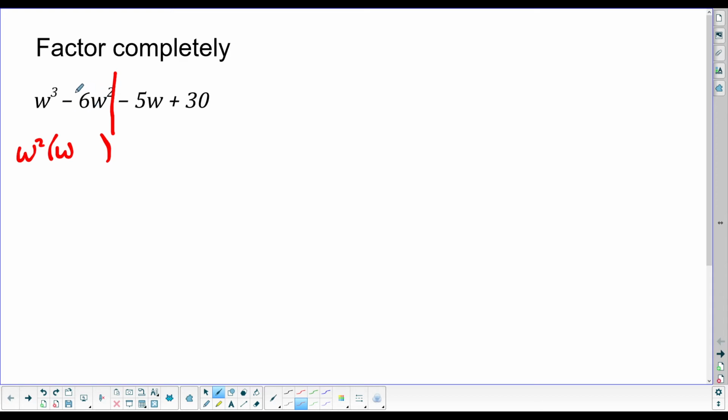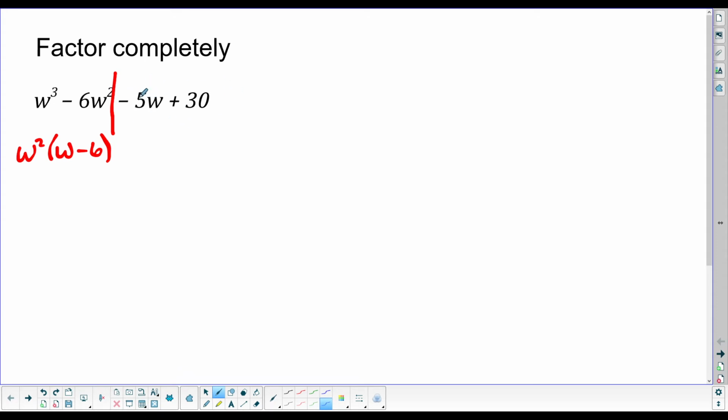Now, look at the second part. I've got W squared here, and so if I factor out the W squared, I'm just left with minus 6. So I have W minus 6. Okay, so there's the first half of that. All right, now let's take a look at the second half of this.